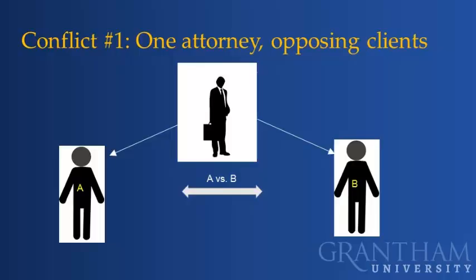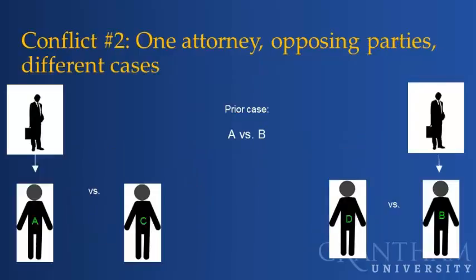The first type of conflict occurs when the attorney represents both the plaintiff and the defendant in the same case. The attorney cannot represent both clients with different goals while maintaining confidentiality. Some jurisdictions, however, allow the same attorney to represent both the husband and wife in a divorce.